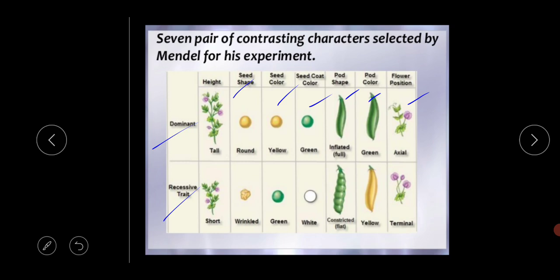So he picked up 7 characteristics, and then he identified 2 contrasting characters for each of these characteristics. So this is the basic thing about the 7 pairs of contrasting characters, the basic materials of Mendel's experiment.